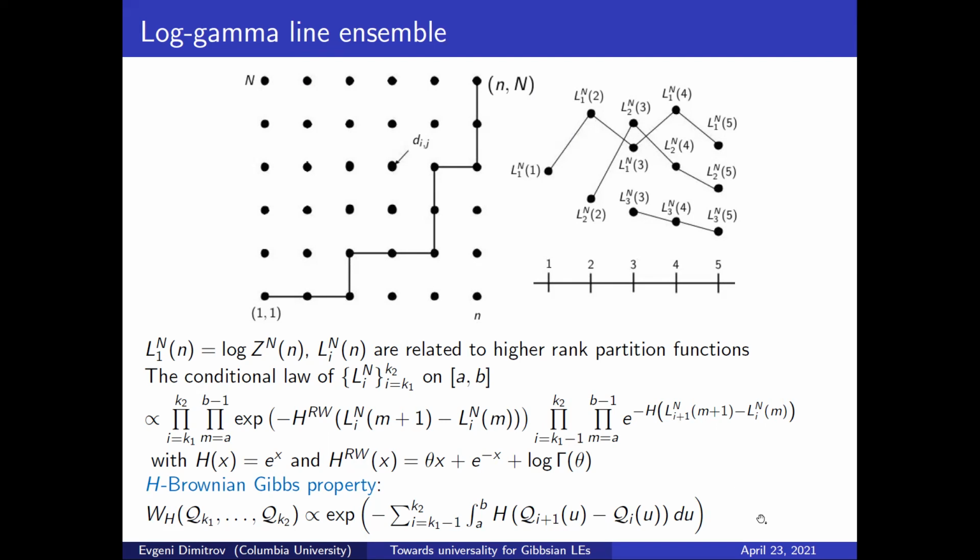So here I just recalled the Radon-Nikodym derivative that we had before. The difference is basically that for the Brownian Gibbs property, the underlying path measure was that of independent Brownian bridges, and in the discrete model, they get replaced by log gamma random walk bridges, but the interaction Hamiltonian is basically the same. So you should really think of this line ensemble as an integrable discretization of the KPZ line ensemble.